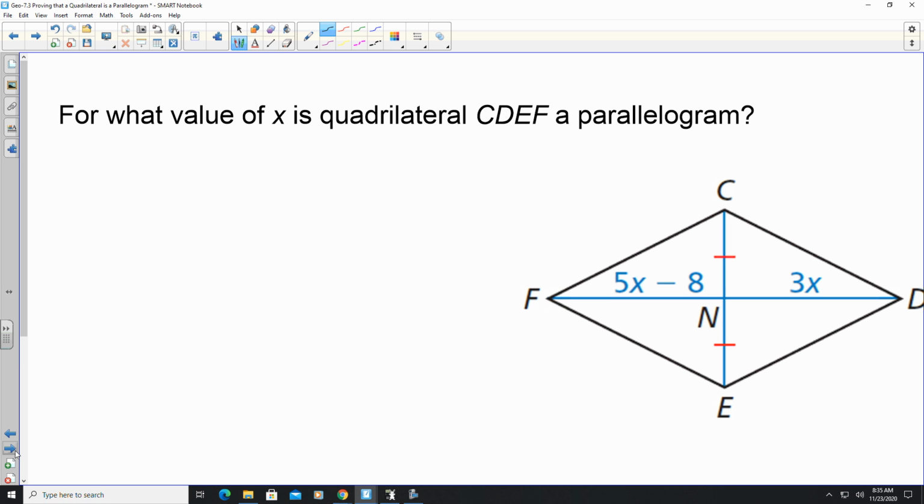Here it says, for what value of x is quadrilateral CDEF a parallelogram? So because they're diagonals, they have to bisect. That means whatever this measurement is, this has to be the same. So I go 5x minus 8, set that equal to 3x. Subtract 3x from both sides, you get 2x.